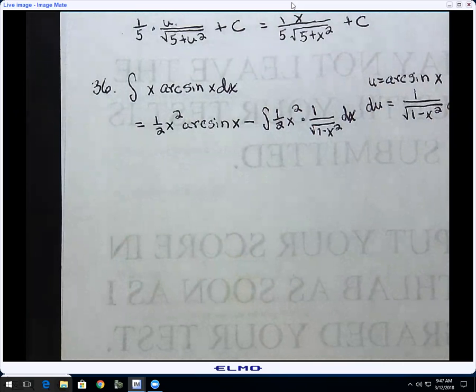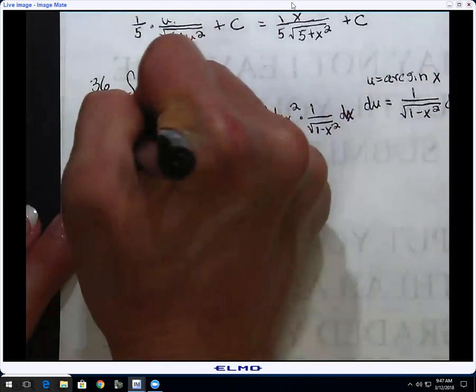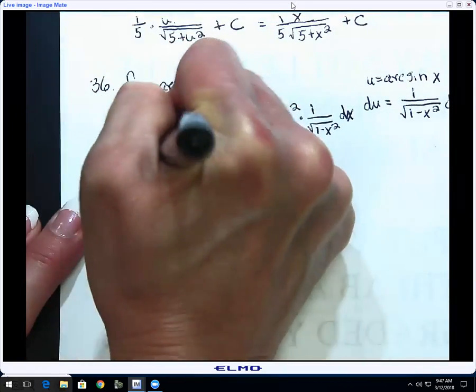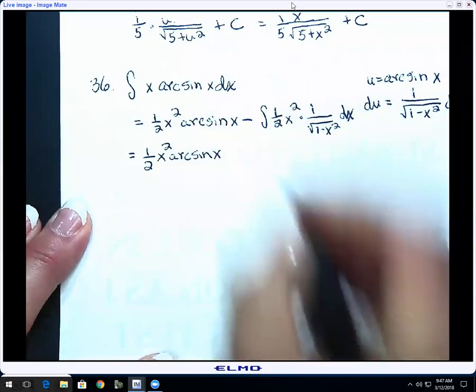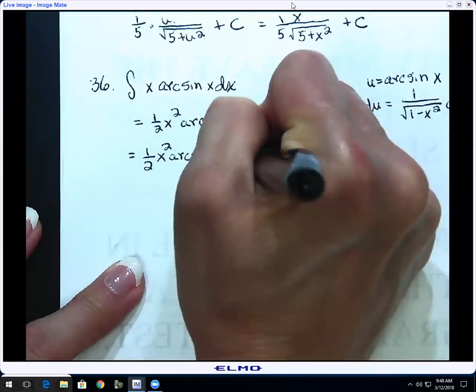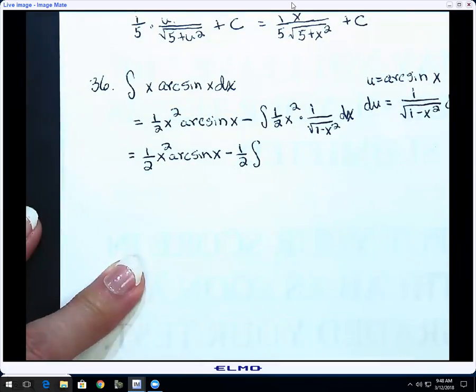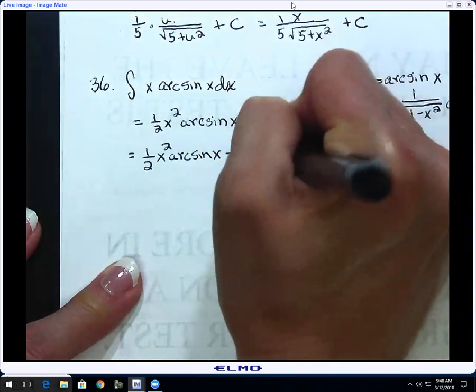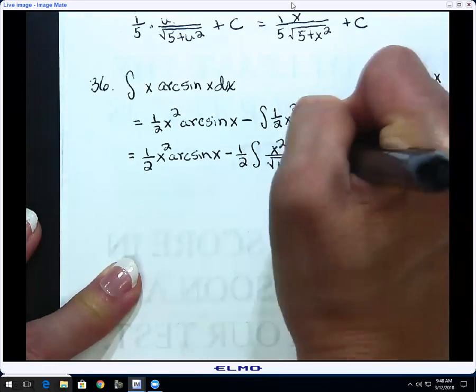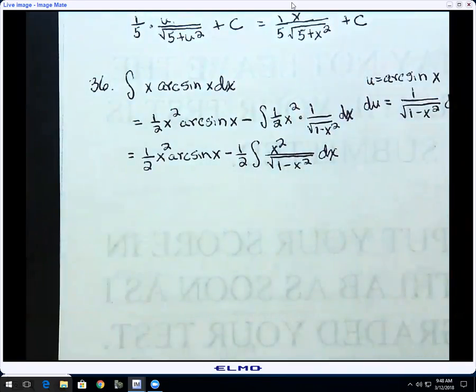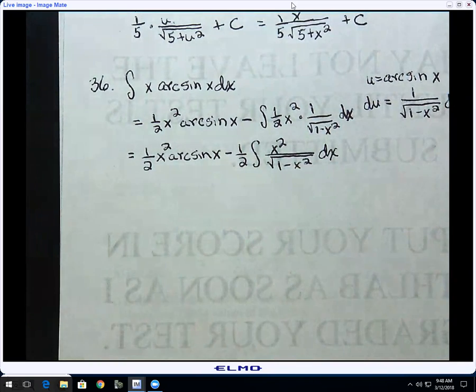1/2 x squared times 1 over square root of 1 minus x squared dx. All right, now I see why it's in this section. That square root of 1 minus x squared. Let me clean this up just a tiny bit. I'm going to bring the 1/2 out in front of the integral and just say this is x squared over square root of 1 minus x squared dx. And then it's probably going to be time for trig substitution.